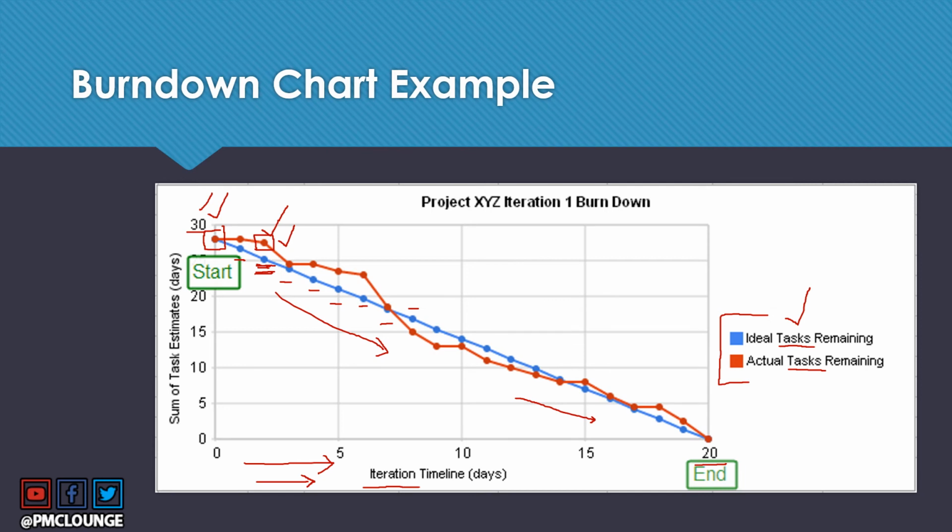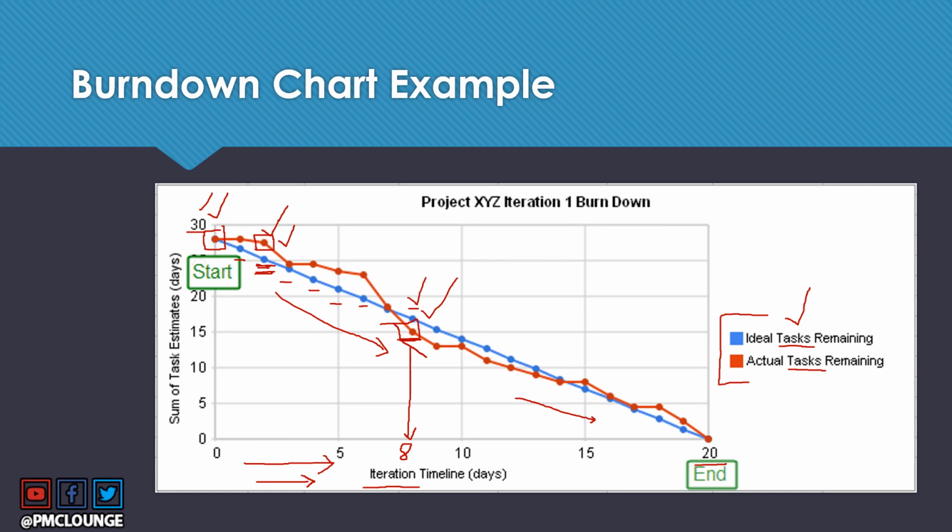But every time you see that the red line is below the blue line, that means your project team has actually accomplished more tasks than they had planned for. This is the scenario that I'm drawing here. Your team planned for some amount of tasks to be done by this date, let's say day 8 for understanding's sake. Your team planned for a certain number of tasks to be done by day 8, but your team has actually accomplished more tasks than they were supposed to accomplish by then.